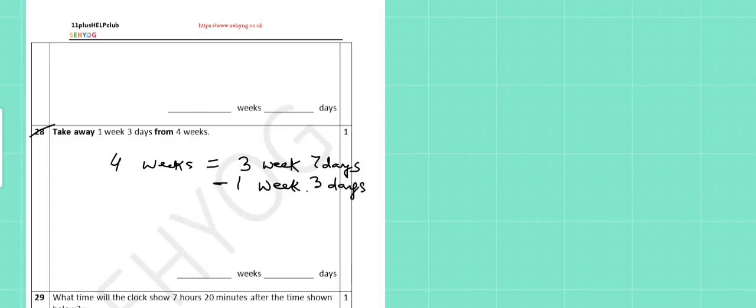Now in question number 28, from 4 weeks, we will take away 1 week 3 days. So we will break up 4 weeks as 3 weeks and 7 days. Now subtracting 1 week and 3 days from there, we get 2 weeks and 4 days, which is our answer.